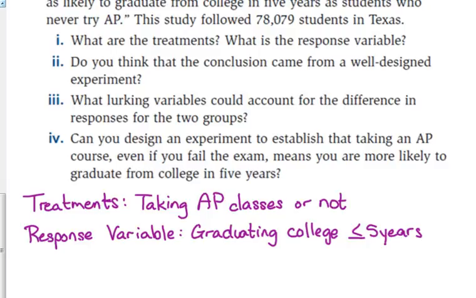Do we have a comparison and control group? Yes. Do we have random assignment? No. How do you randomly assign taking AP courses? You can't just go through the school population and say, you're going to take an AP class, you're not going to take an AP class. You're going to take an AP class, you're not going to take an AP class. You can't do that. So we're missing the random assignment.